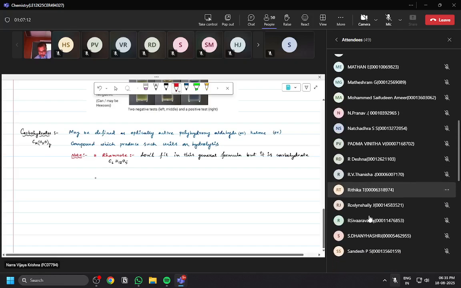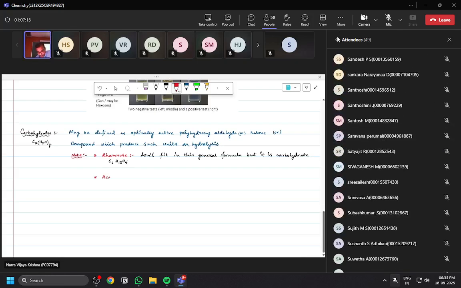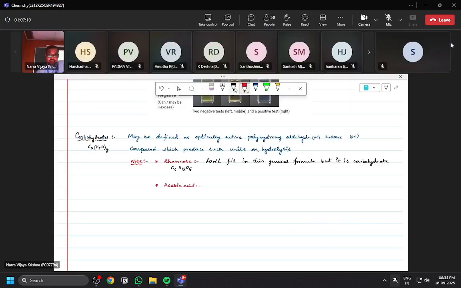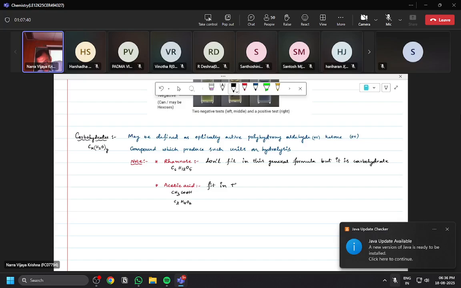I am taking one more compound, acetic acid. What is the formula of acetic acid, sir? We write CH3COOH, or we can also write C2H4O2. Can I write it as C2(H2O)2? It fits in this formula, right? So it fits in the formula, but it is not a carbohydrate.